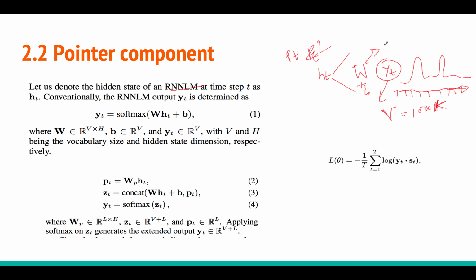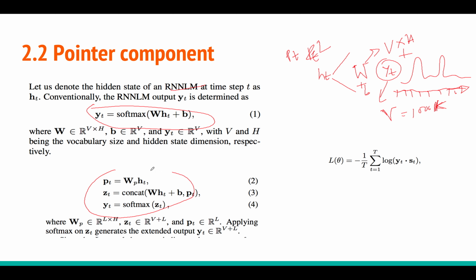And W is a V cross H matrix, and B is basically the bias. It could be a simple vector of dimension V, right? As simple as that. This is nothing fancy. This is a very old thing, like the 1990s LSTM algorithm, or even older than that, the RNN model. But what is fancy is this one.